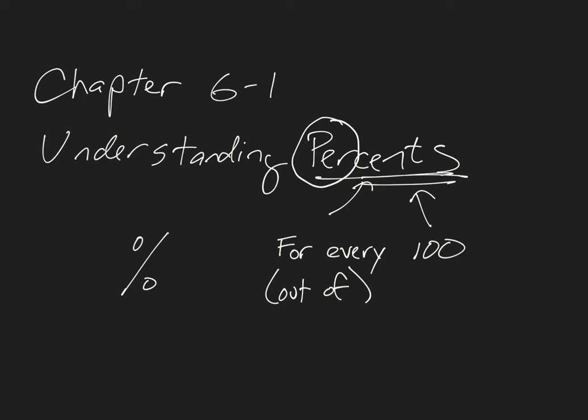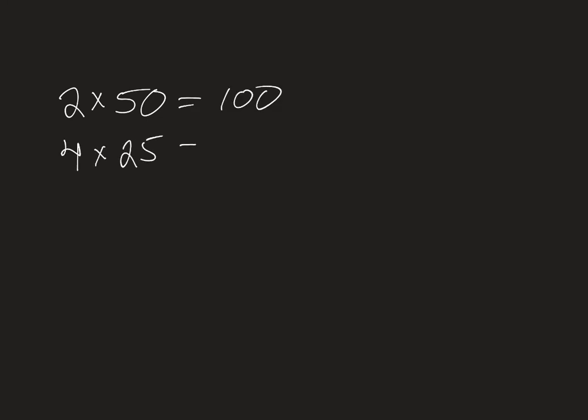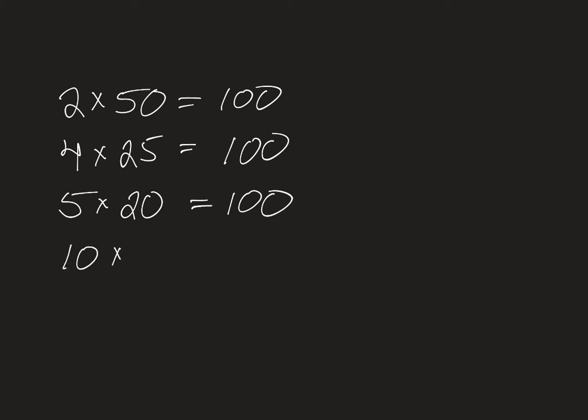Okay, when we are starting to look at how to write percents, we're going to look at some easy ways to make 100. So these are some multiplication problems you might want to write down. 2 times 50 is 100. 4 times 25 is 100. 5 times 20 is 100. And 10 times 10 is 100.